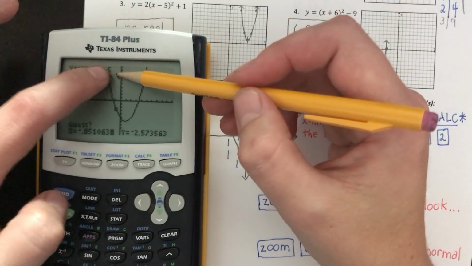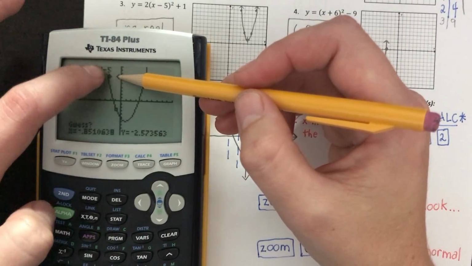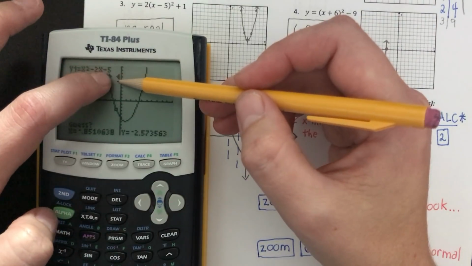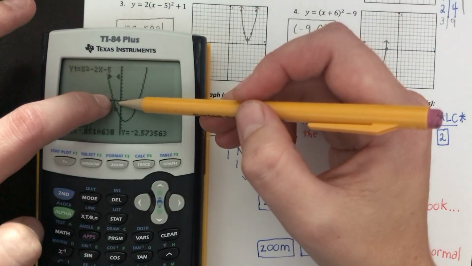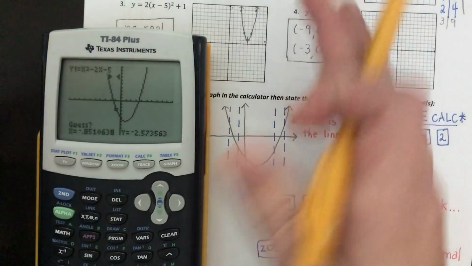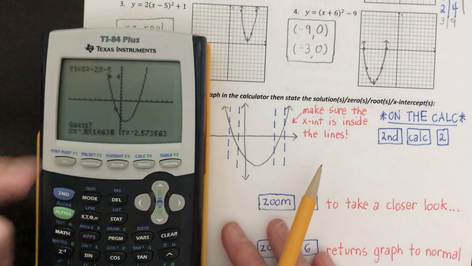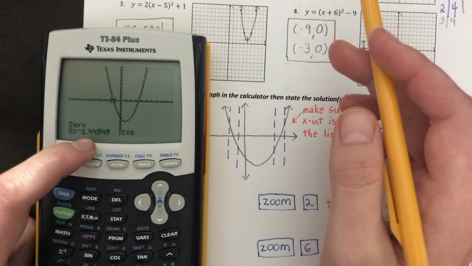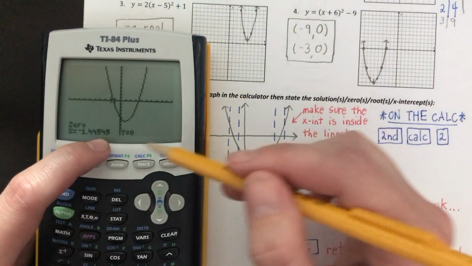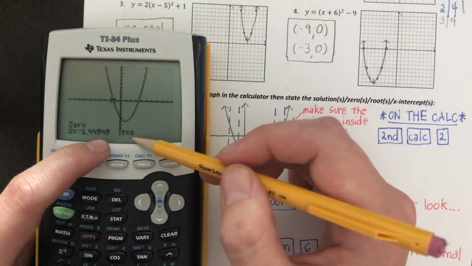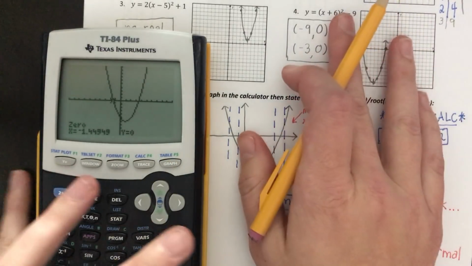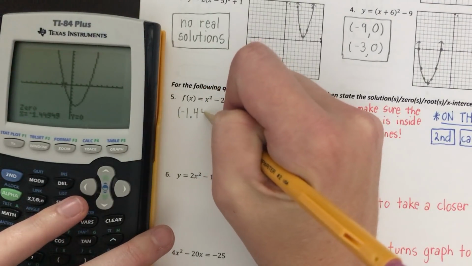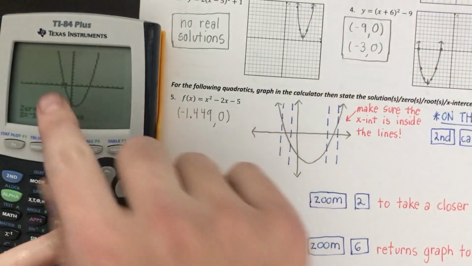And again, on the new calculators, you'll have lines. On the older calculators, you'll just have these little arrows. You need to kind of drag down your arrows and make sure your x-intercept is within those arrows. And yes, it is. So then you hit enter because it's asking, do you want me to guess now? And you're going to say yes, I do. Okay, so my zero is at negative 1.449. We're going to round to 3 decimal places. Comma 0. As we expected, the y value should be 0, just as it was for all of these. So my x-intercept is (-1.449, 0).